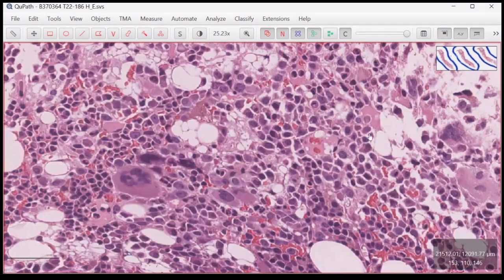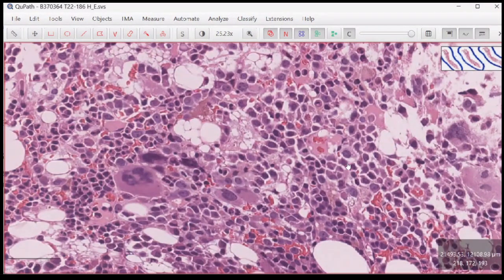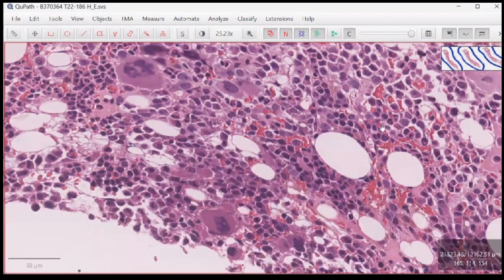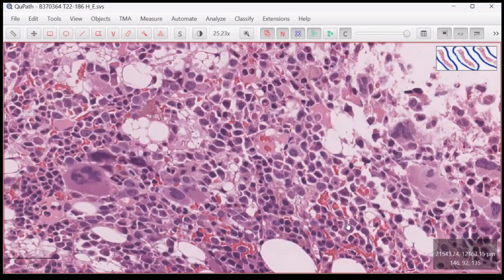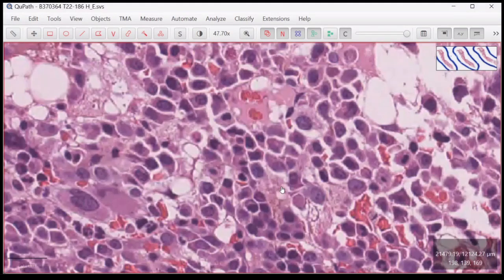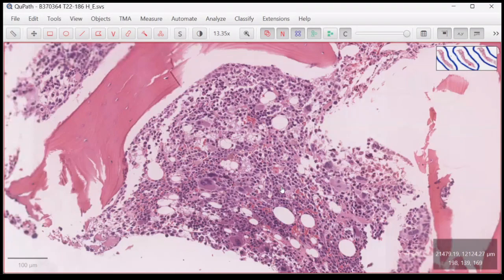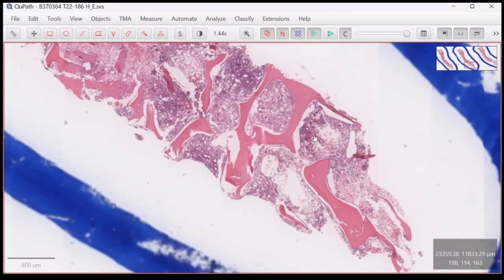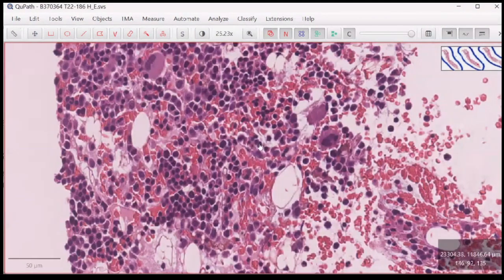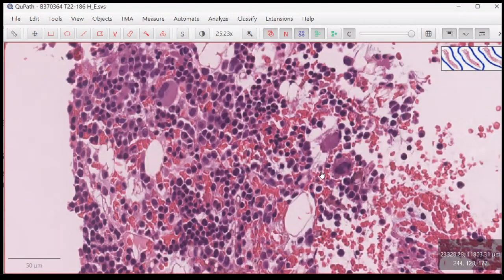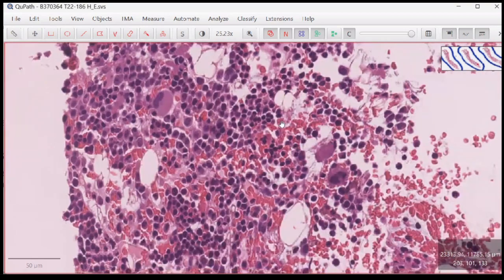Couldn't really appreciate the erythroid colony so much. So they are hypercellular. Probably you can see here some erythroid colony here, and also megakaryocyte, individual megakaryocytes.